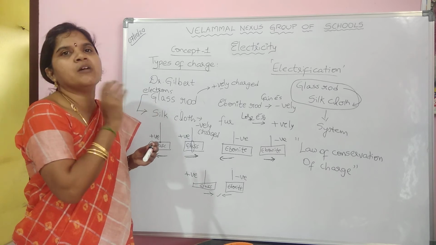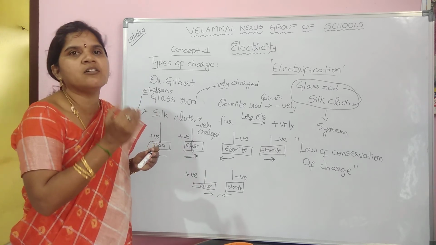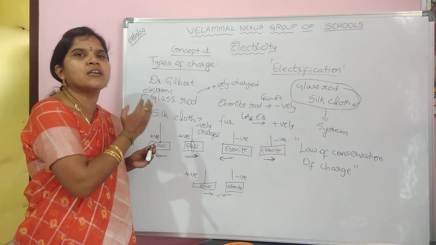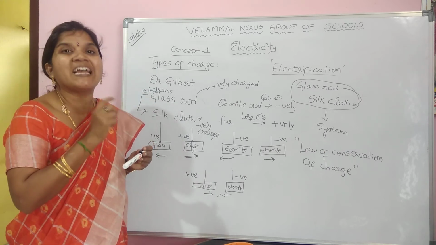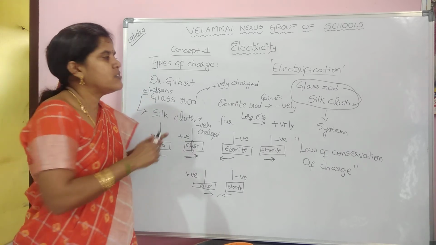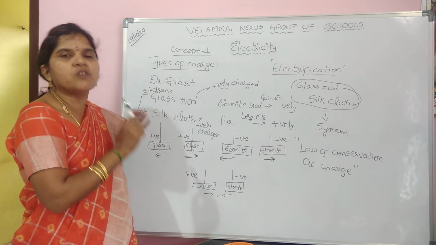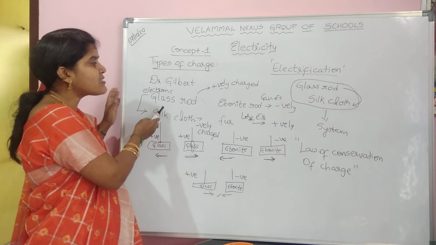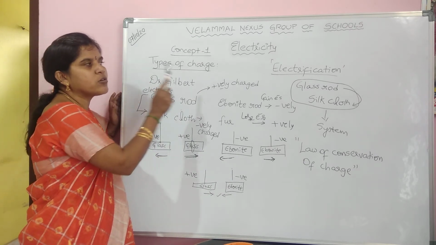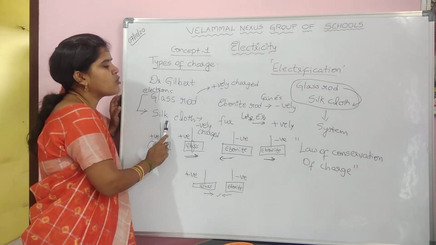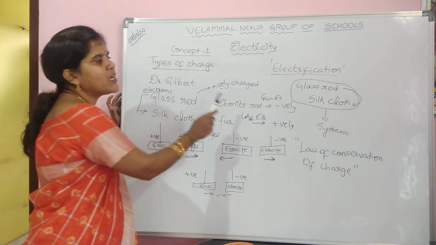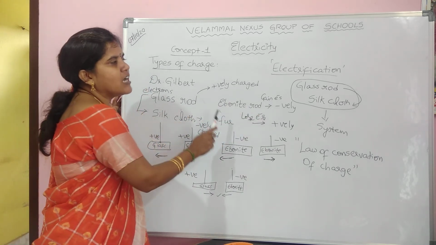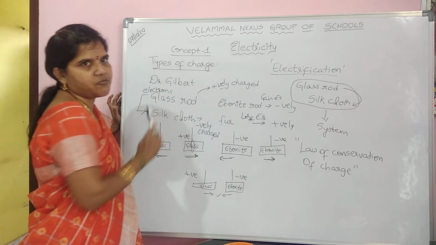This is one of the methods. There are many different methods also. This is one of the methods by which bodies can be electrically charged. This rubbing method, that is, due to frictional force, is one of the methods of electrification. In this case, we say the glass rod is positively electrified and the silk cloth is negatively electrified. The ebonite rod is negatively electrified and fur is positively electrified.